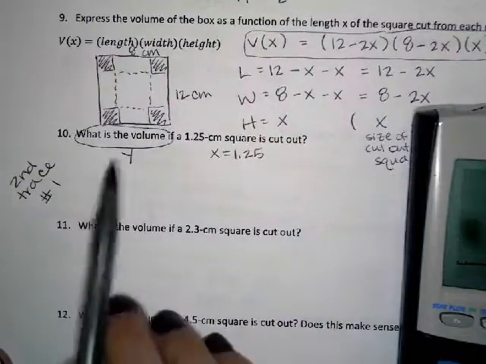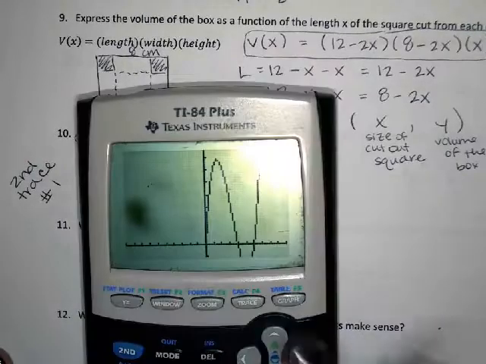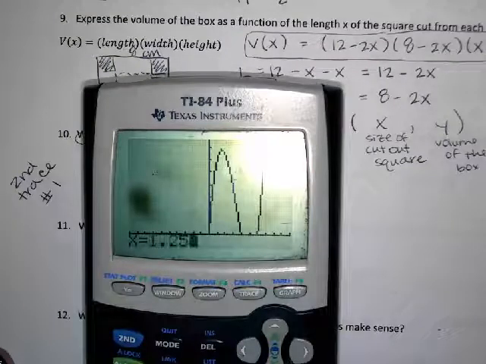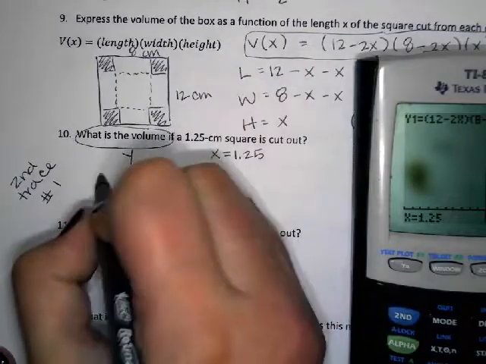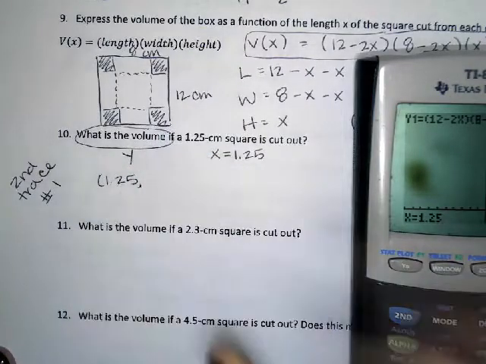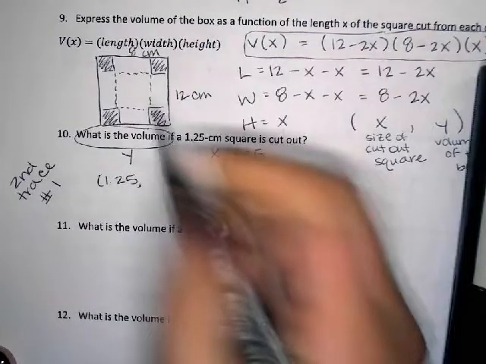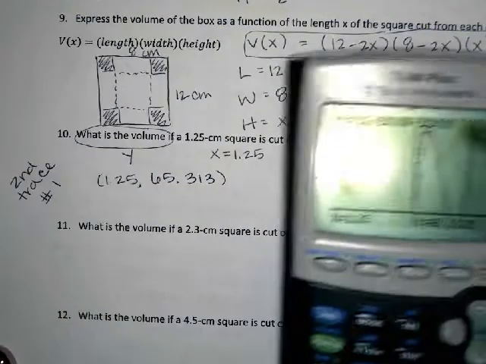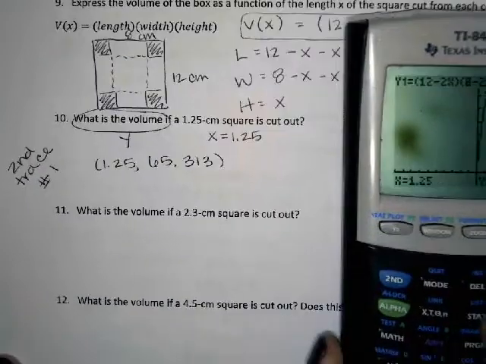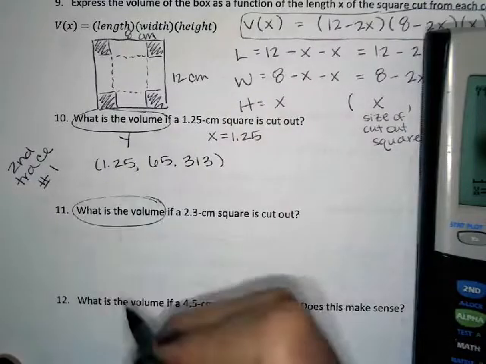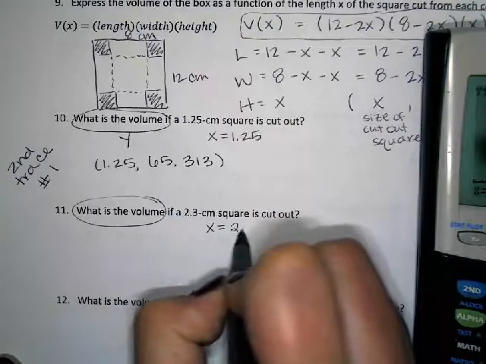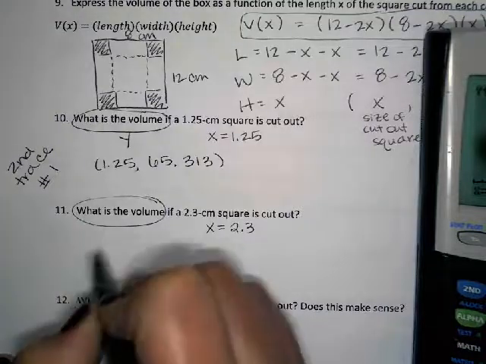1.25, 65.313. Okay. The next one is a very similar problem. What is the volume if a 2.3 centimeter square is cut out? So now I'm going to plug in 2.3, and you'll notice since we're doing all these questions in a row, you don't have to push second trace number 1 again. You can just keep pressing the numbers in. 57.868.